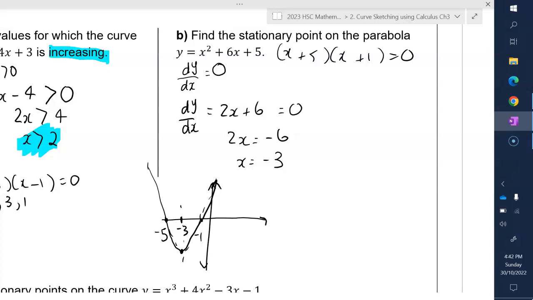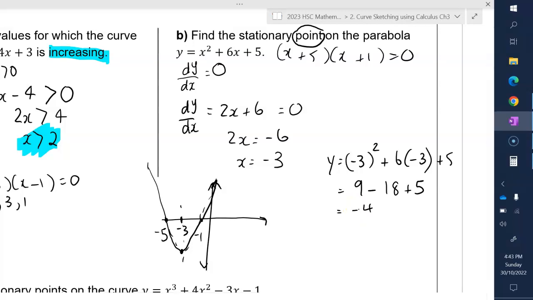And we can find the other value, because it says what's the stationary point, not just the x value. So we know that minus 3 is where the stationary point happens, but what's y going to be equal to at minus 3? Substitute x equals minus 3 back into our function. y is going to be equal to minus 3 squared plus 6 times minus 3 plus 5, which is 9 minus 18 plus 5. Pop that in your calculator or your head, and you get minus 4. So minus 3, minus 4 is our stationary point there.